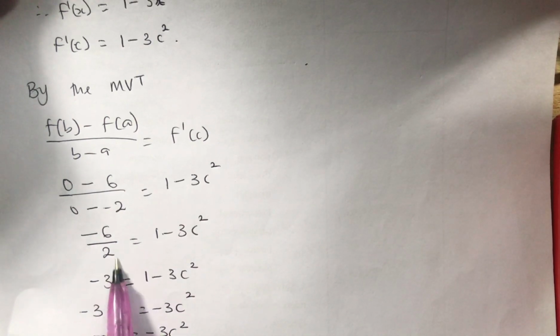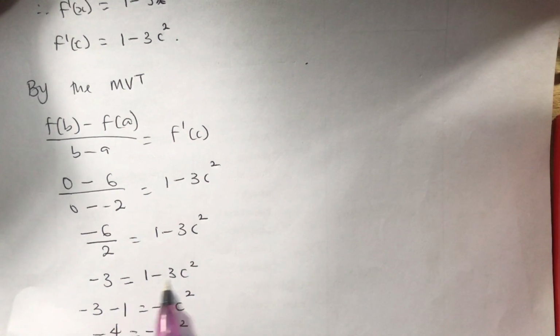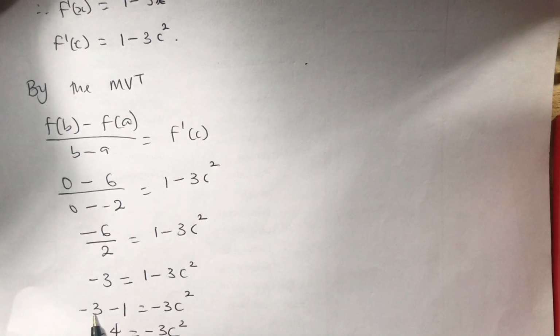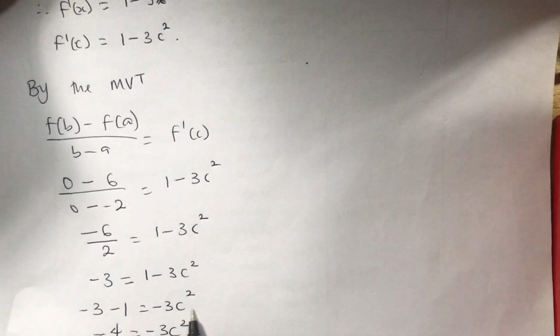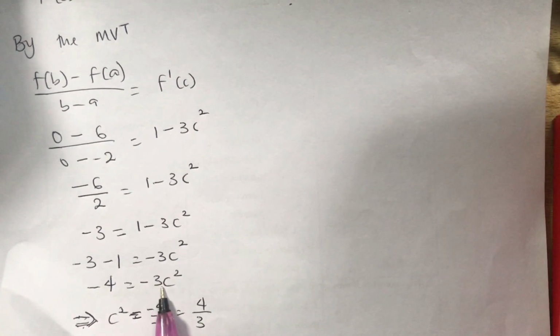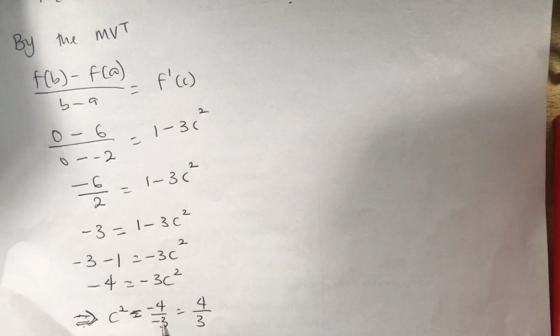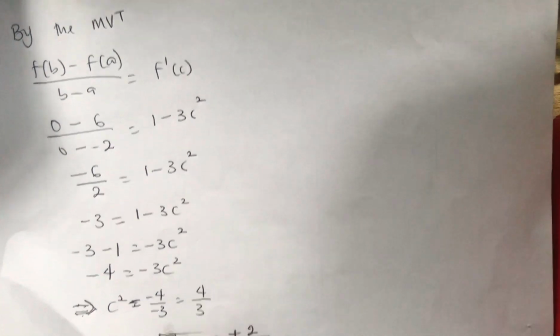-6 over 2 is -3, which is equal to 1 minus 3c squared. And collecting like terms over here, we have minus 3 minus 1 equals minus 3c squared. And minus 3 minus 1 is minus 4, which is equal to minus 3c squared. Making c squared the subject of the formula, we have that c squared equals minus 4 over minus 3, which is 4 over 3.